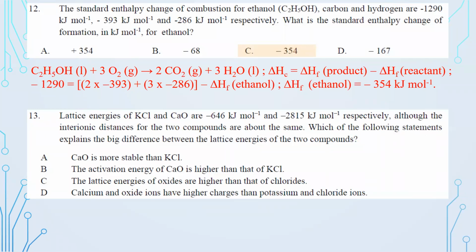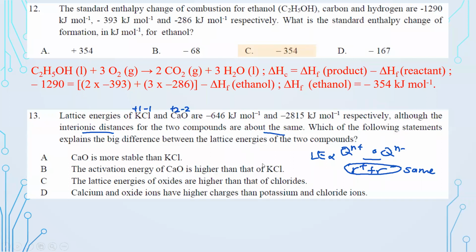So in here, you should understand that K and Cl are plus 1 and minus 1, while CaO is plus 2 and minus 2. So we say that the lattice energy is directly proportional to the charge and inversely proportional to the interionic radius. In the question, it already says that the interionic distance is about the same. So what will influence them? It is the charge here.